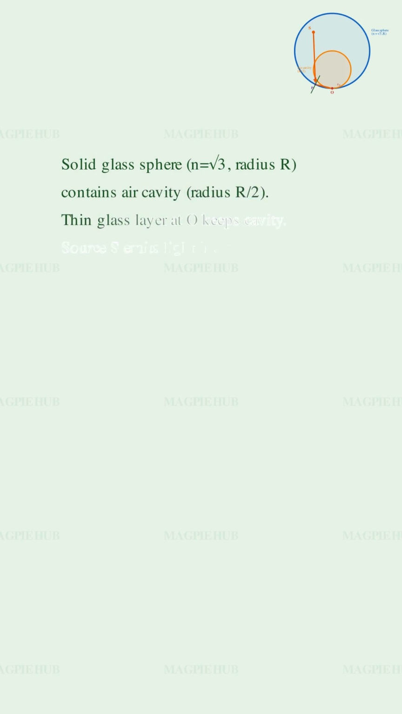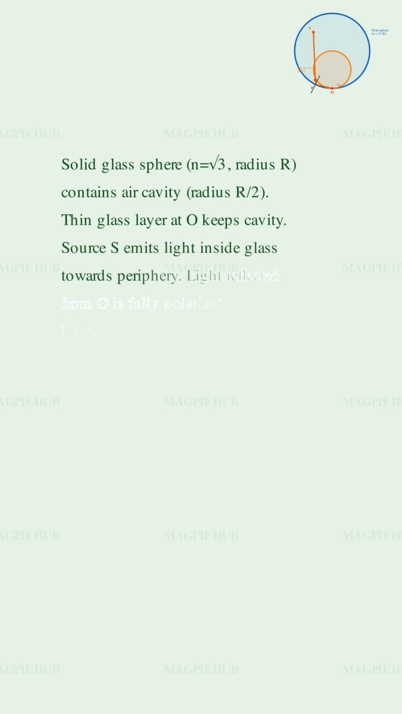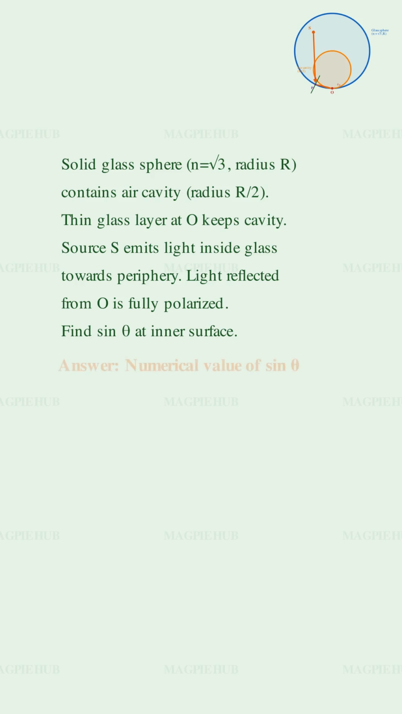The question states, a solid glass sphere of refractive index n equals √3 and radius r has a spherical air cavity of radius r/2. A thin glass layer at point O keeps the air cavity inside. An unpolarized light source S emits a light ray from inside the glass sphere towards the periphery. The light is reflected from point O and is fully polarized. Find sin theta, where theta is the angle of incidence at the inner surface of the glass sphere.